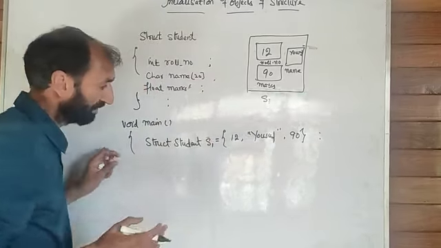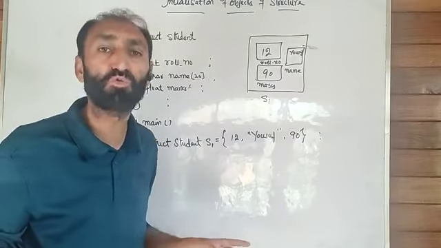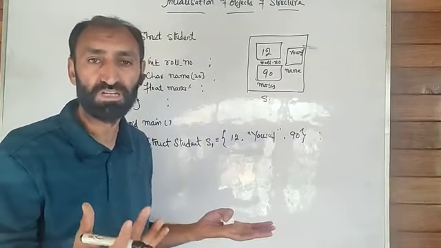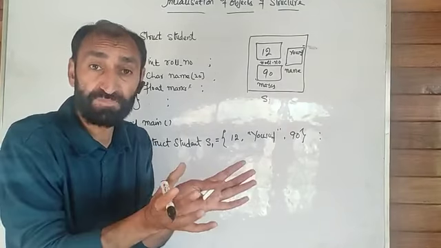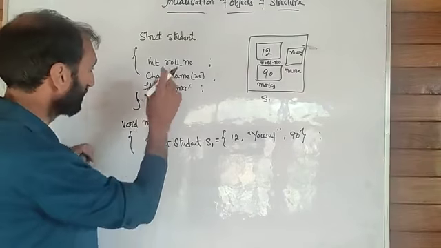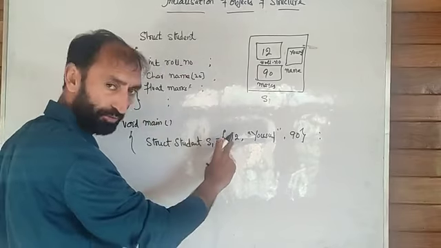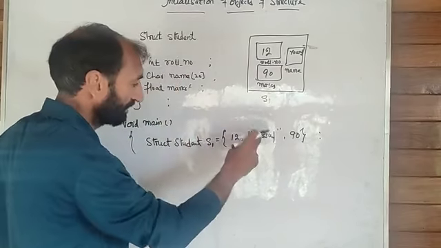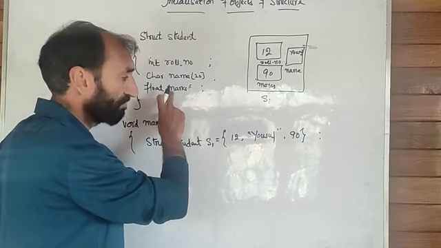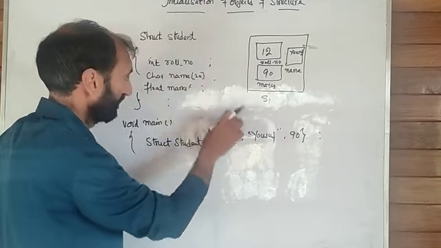But while we are going to initialize the structure members, there are some rules which we should follow. What rules? If you initialize the structure members, follow the order. For example, this order should match. First must be a roll number, then second is the name, and third is the marks. That means this order should match.